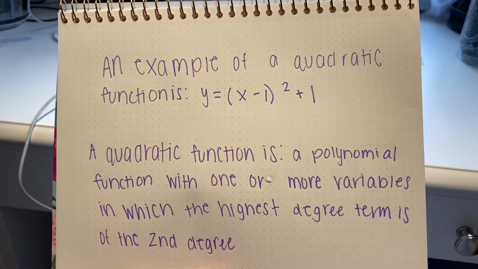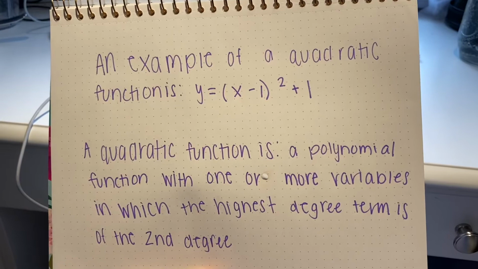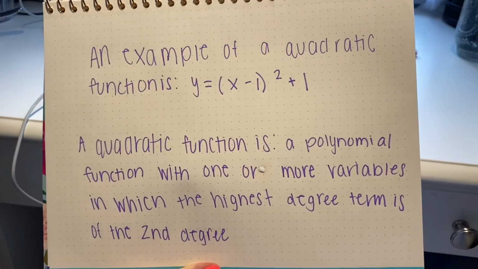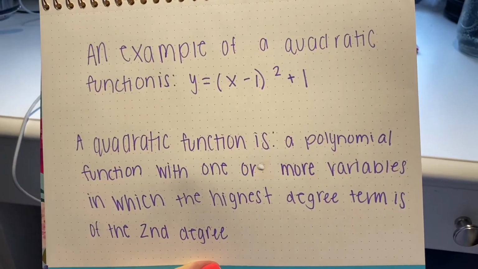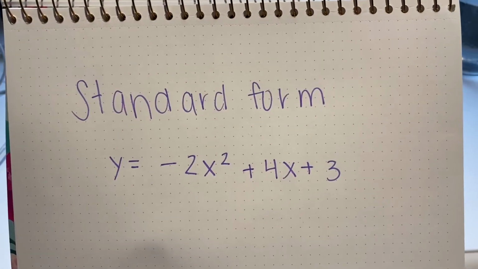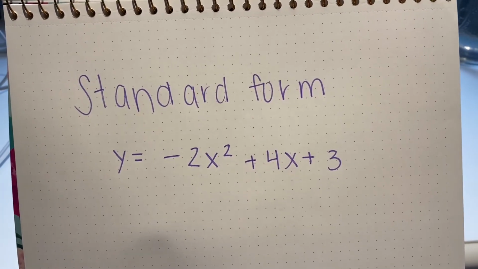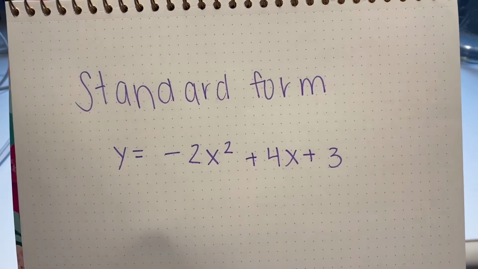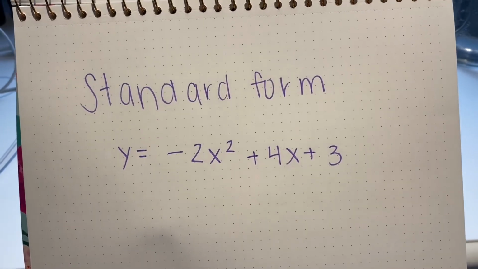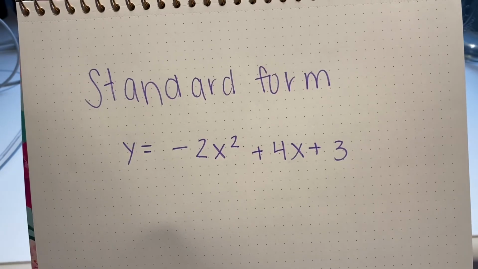You can see here that x minus 1 is squared. That means that the highest degree term is of the second degree. We're going to be looking at polynomial functions that are in standard form. This means that the x values go from highest to lowest power. This one is y equals negative 2x squared plus 4x plus 3.